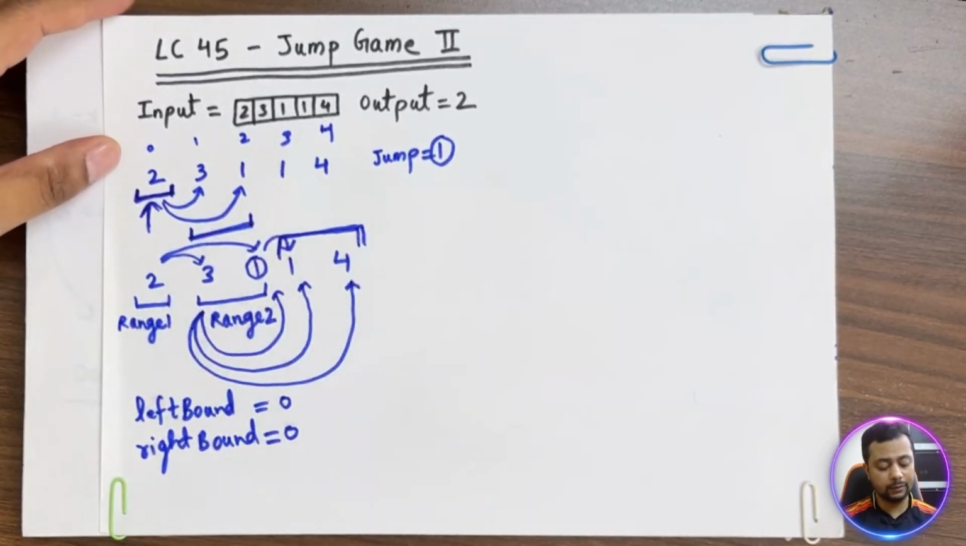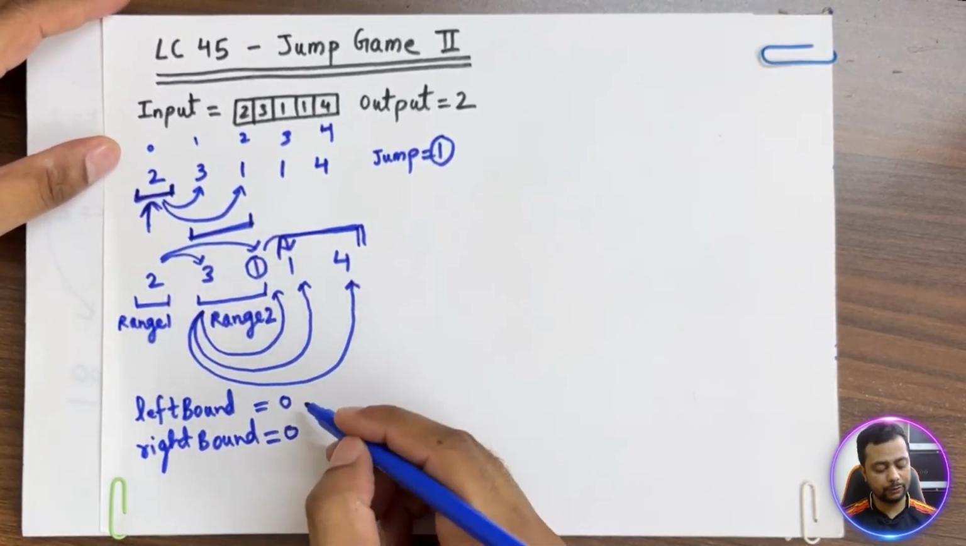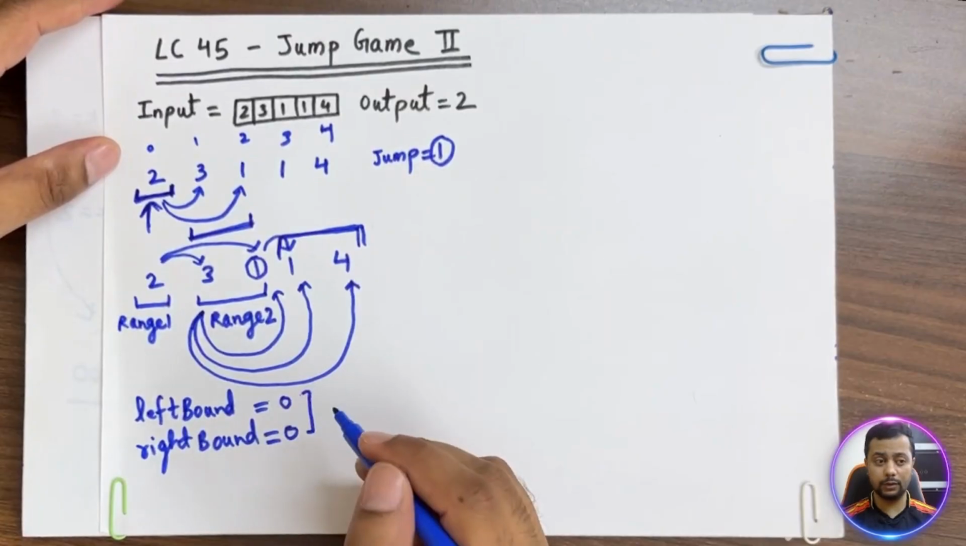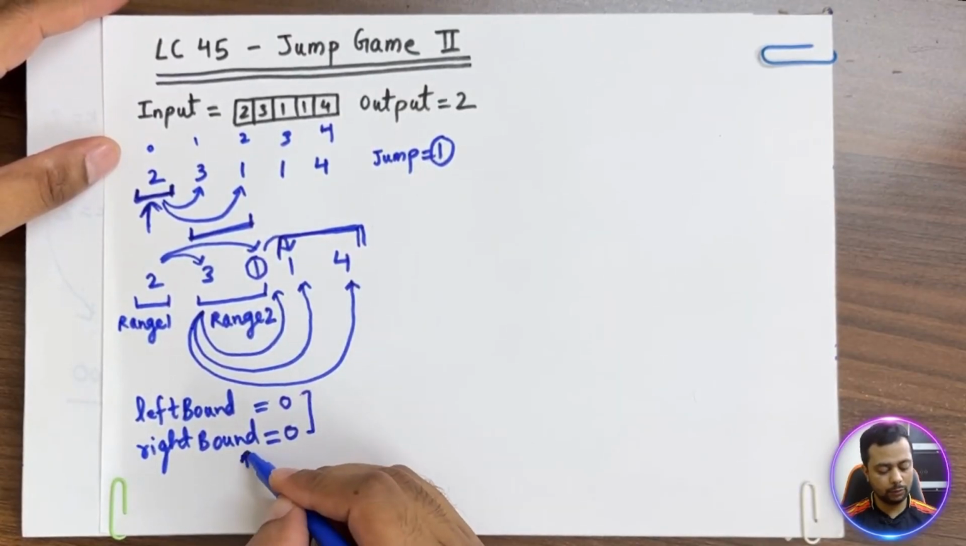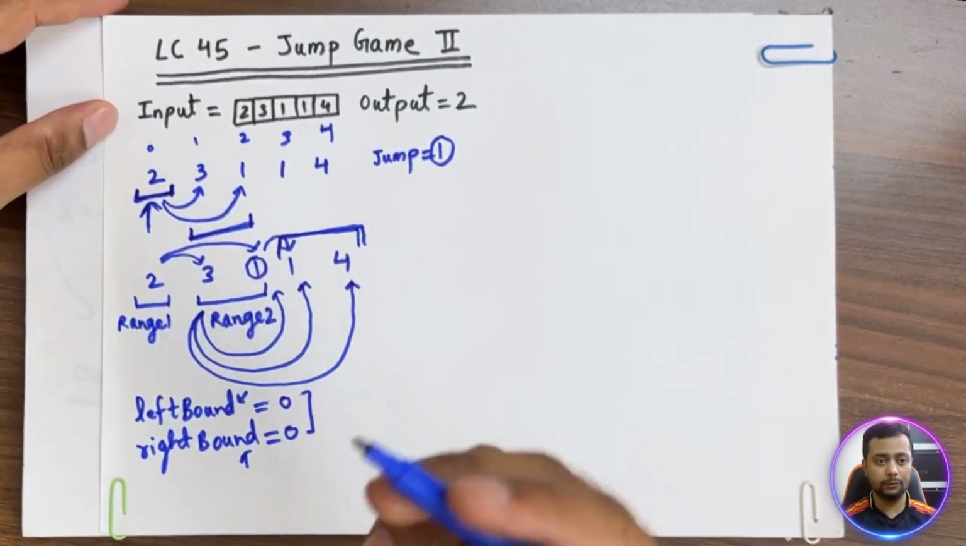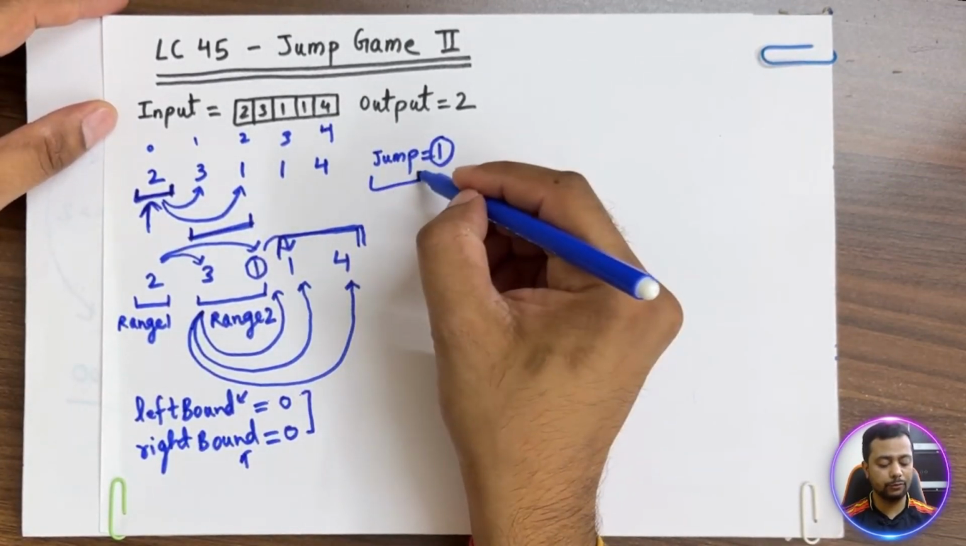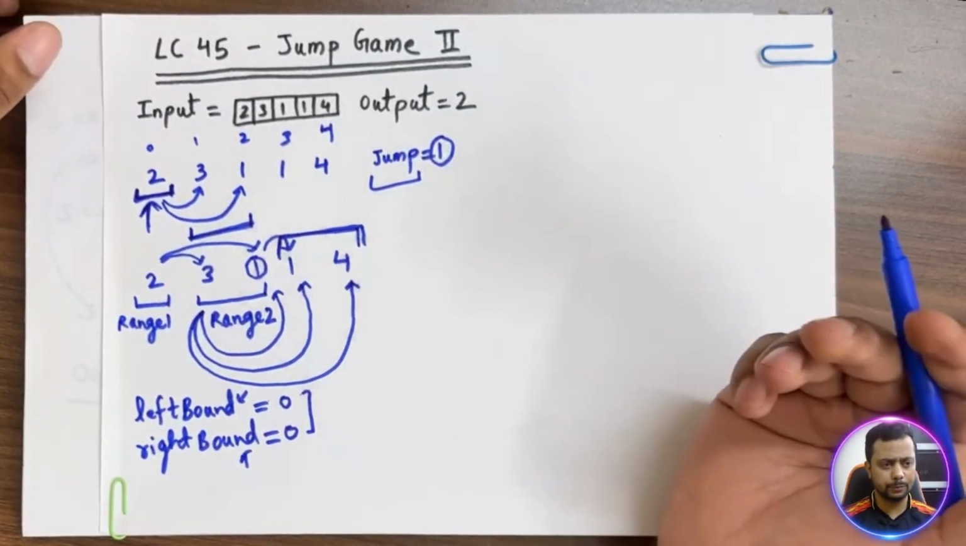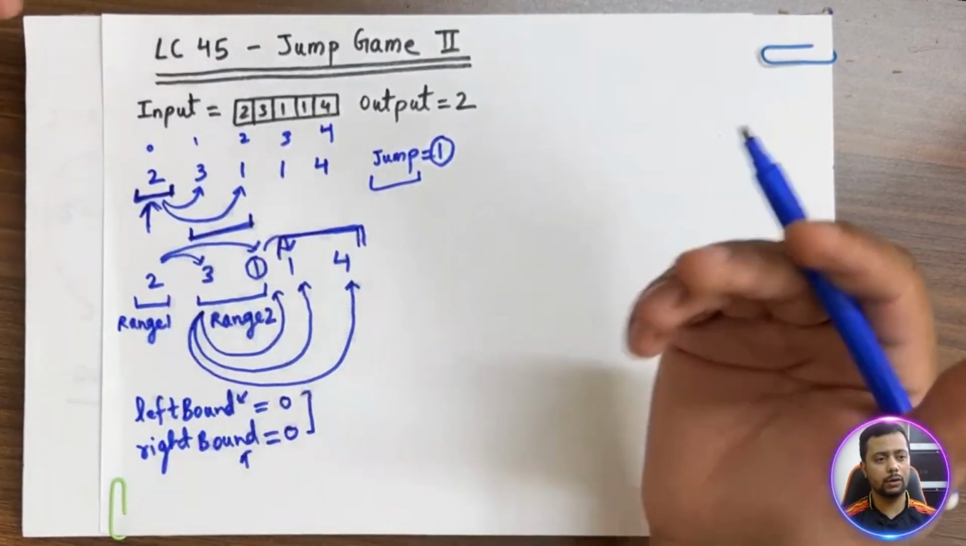And at each step, we will try to find out whichever is the farthest position reachable from this range. We will update the right bound, we will update the left bound, and at each step we will keep incrementing how many jumps we have taken, and in the end we will have basically the total number of jumps that we have taken.